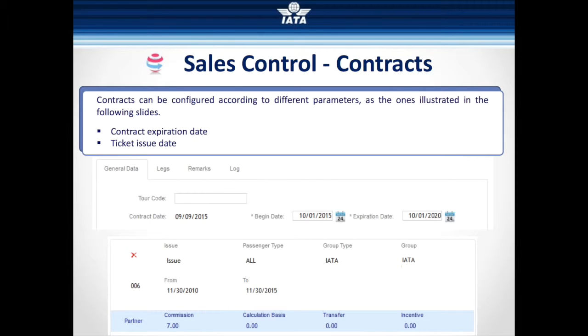Contracts will be tied to agency groups. That'll be shown a little bit later on. And this would be a basic screen where you can define the actual commission being applied, validates expiration dates, and also any other incentive percentage or incentive rules you might have.